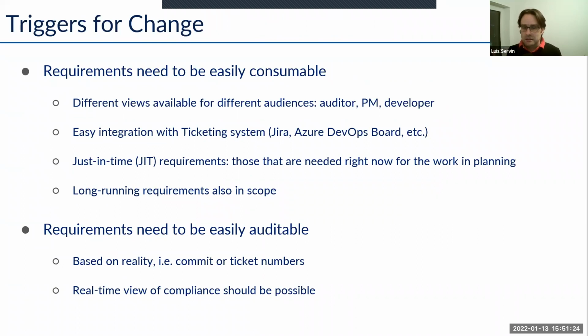And the triggers for change for me are these two tenets, right? I need requirements that are easy to consume, and I need requirements that are easy to audit. This is my goal. This is what I want to achieve. Now, how do I make them easy to consume? Well, maybe my requirement, one sentence, if I look at the ASVS, this one sentence sometimes takes 3 or 4 different things that need to be implemented to comply with this one sentence.